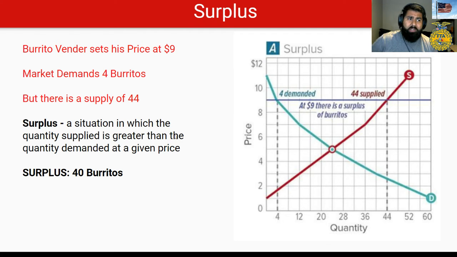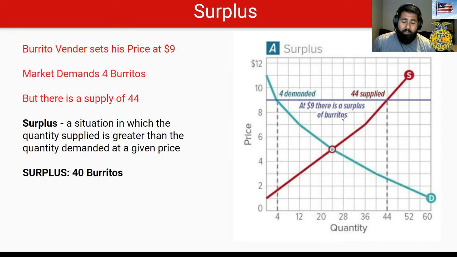So what surplus is, this is a situation in which the quantity supplied is greater than the quantity demanded at a given price. So at $9, the quantity supplied is at 44, which is greater than the quantity demanded at 4. So your surplus would be how many extra burritos that you have that went unsold, and that is 40 burritos because we get 44 minus 4. So if you were to shade in this little bowl right here, this little cup, this would be your surplus. All right, that's your surplus of burritos.